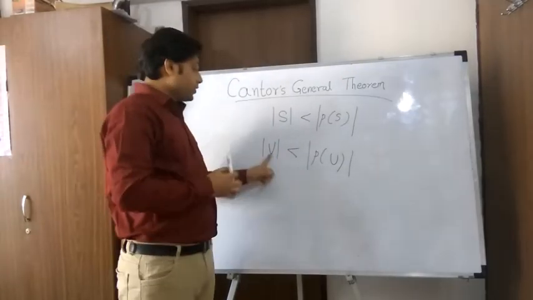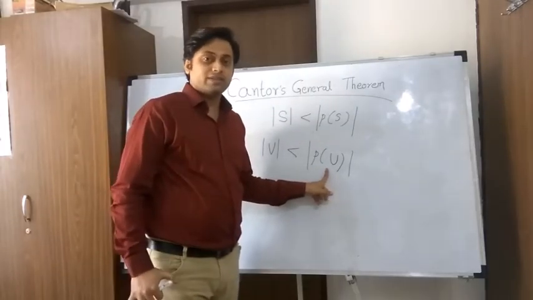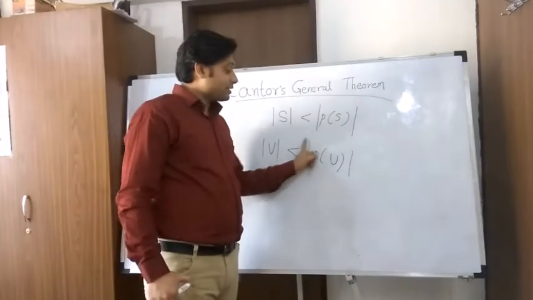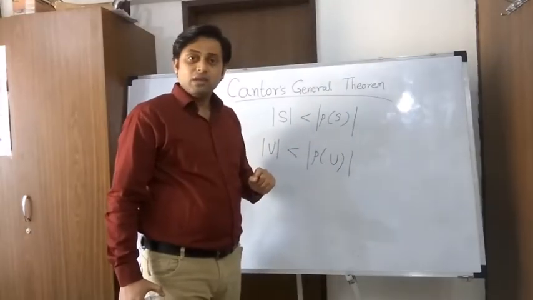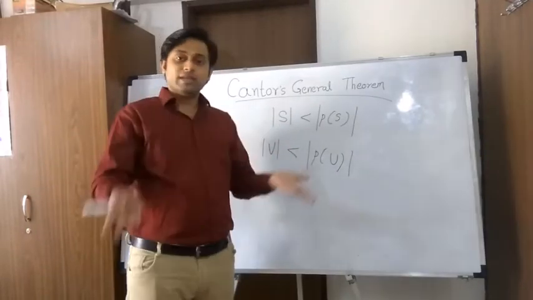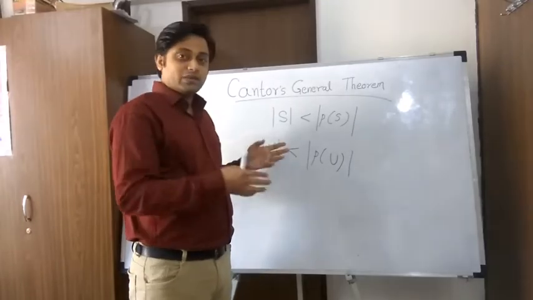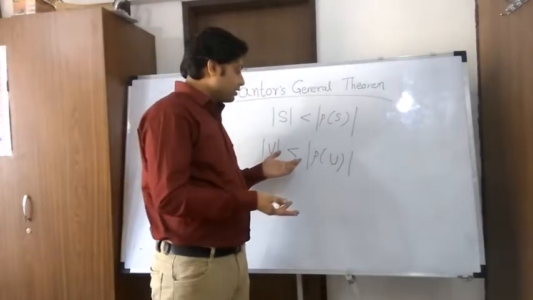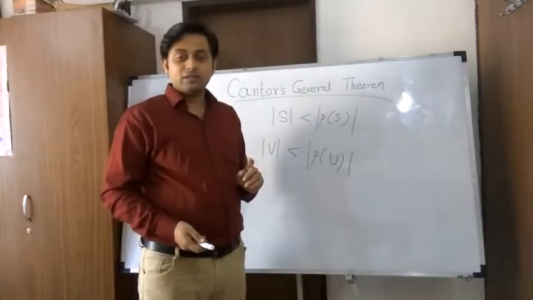According to Cantor's general theorem, the cardinality of the universal set is less than the cardinality of the power set of the universal set, which means there are some extra elements in the power set of the universal set. But where do these extra elements come from? Because the universal set contains all the elements, and if it contains all the elements, there are no extra elements remaining. Then where do these extra elements in the power set of the universal set come from?